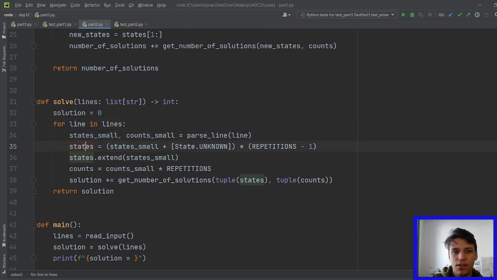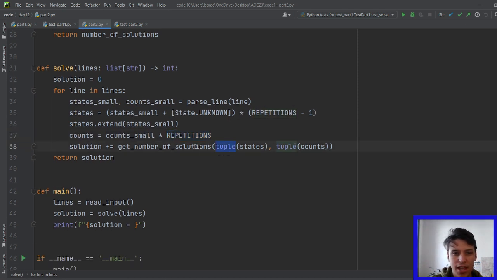So first we need to get our list of states. We were told that we have the original states, then an unknown state, then again the originals, and so on. So we can construct the new states by repeating the states followed by an unknown 4 times, and then adding an additional 5th time. And the counts is just the original counts repeated 5 times. We convert both of them into tuples in order to evaluate them in this get number of solutions function that is now cached. And that is evaluated for each line, and will give us the solution, so we just sum over all the lines.